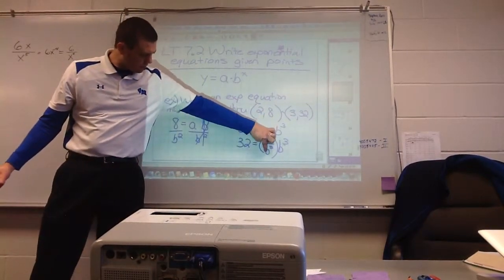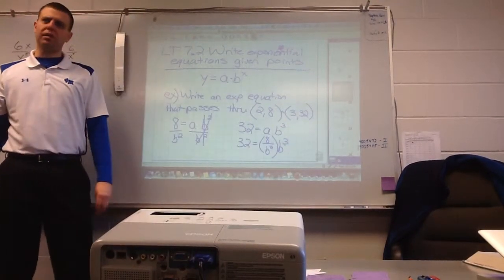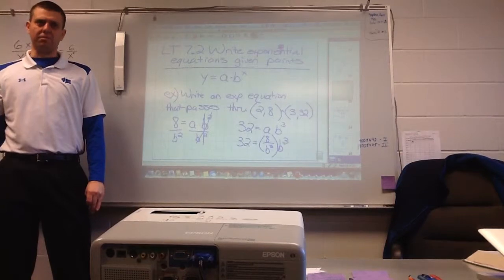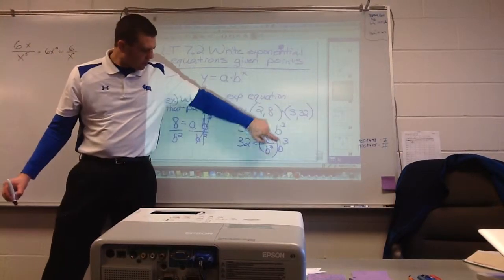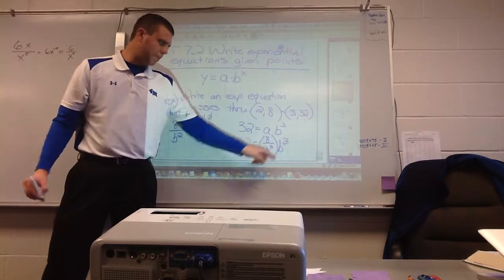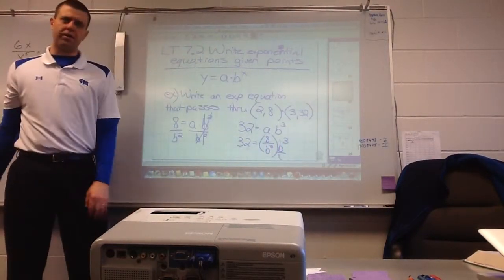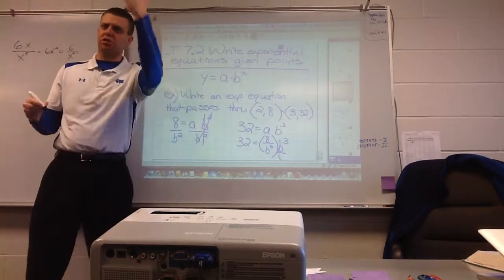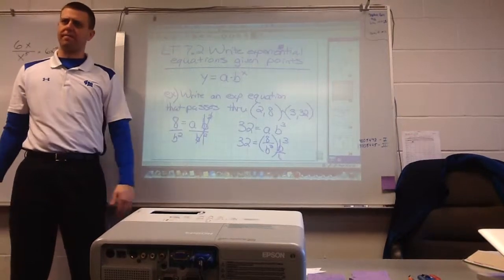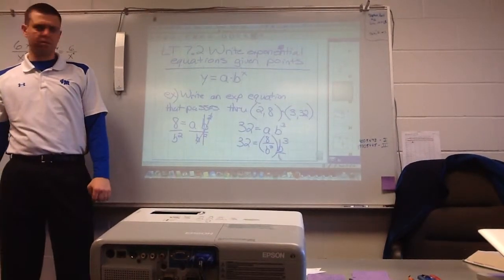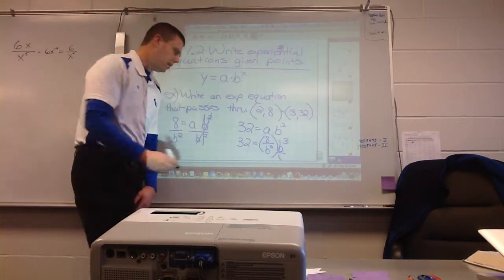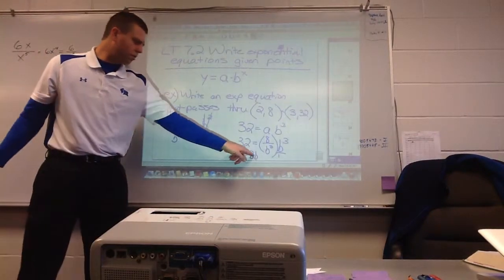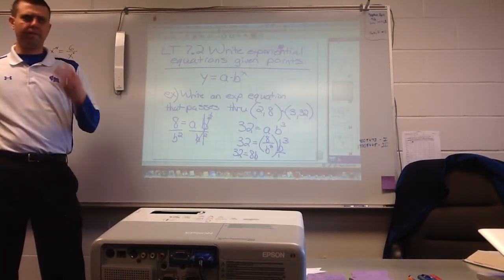When I take 8 over b squared times b to the third, what will you get? 8b. Because when you've got a b squared in the denominator, and you've got a b cubed on top, two of the b's cancel out and you're just left with 1b on top, so you've got 8b. So 32 equals 8b. If 32 equals 8b, what does b equal? 4.